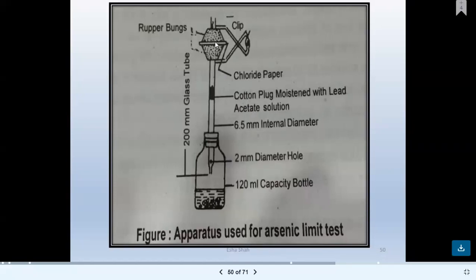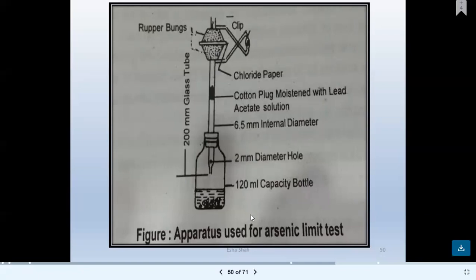At the end of the tube there are 2 rubber bungs. One is attached over the other, and in between these 2 rubber bungs there is filter paper which is dipped into mercury chloride. So when arsine gas passes through this tube, it will adhere on the mercury chloride paper. It will react with the mercury chloride paper and formation of a yellow stain takes place. Both these bungs are attached together with the help of a spring clip. So this is the construction and working of the limit test for arsenic.